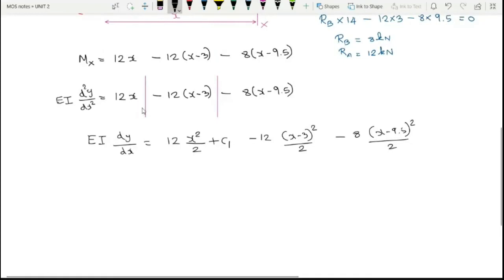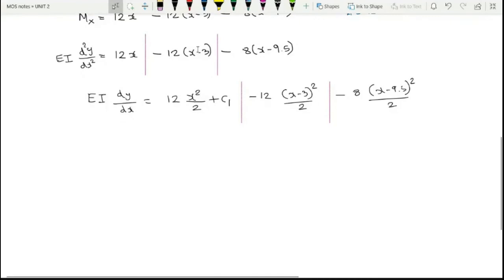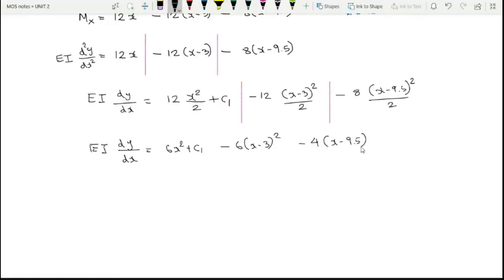Again, I forgot about those lines, right? So you have that Macaulay line here, and we'll get another Macaulay line here. Let me simplify this. So I will get EI dy by dx. This will be 12 by 2, we'll get 6x square plus c1 minus again 6 x minus 3 the whole square minus 4 x minus 9.5 the whole square.